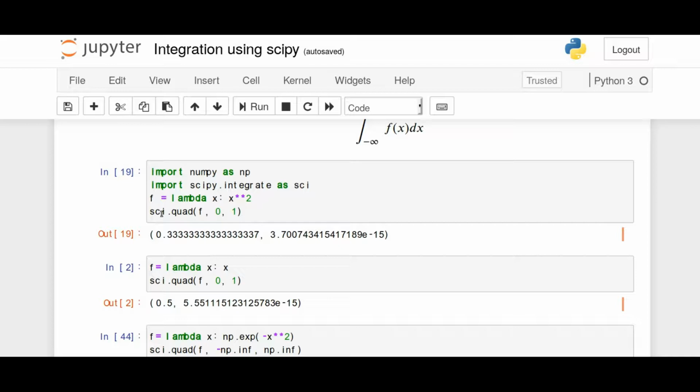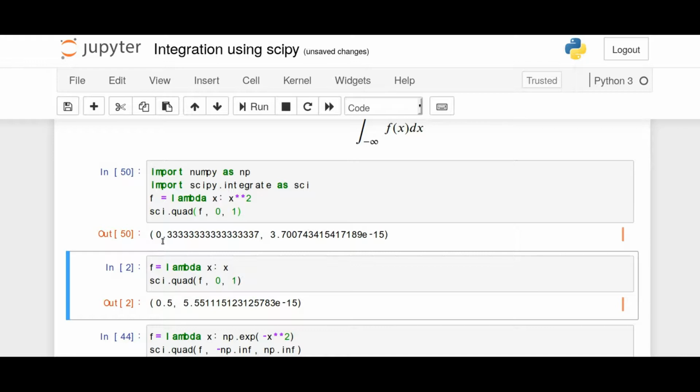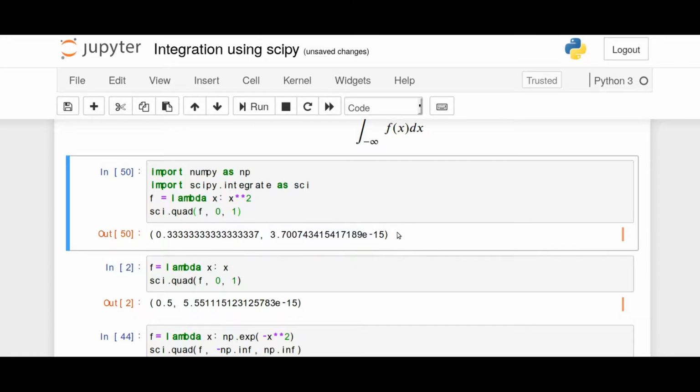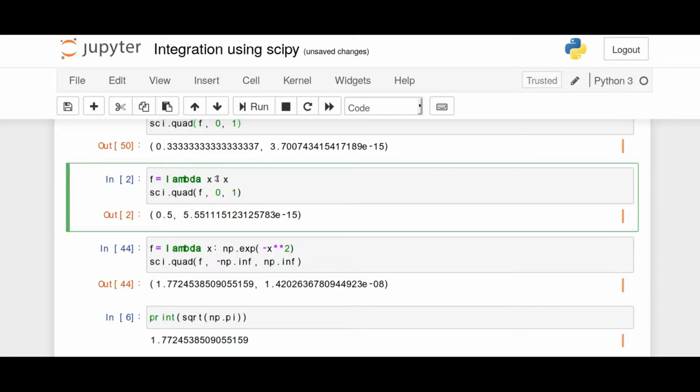How to integrate it? sci.quad, and if you hit run, that gives x cubed by 3, which is this value, and this is the error of the integration. It is very small. Suppose I give another very simple example, lambda x, x squared by 2, from 0 to 1 as the limits of integration, and this is the function itself, a lambda function. With sci.quad from 0 to 1, this gives a half, and this is the error. This is the use of the quad function.